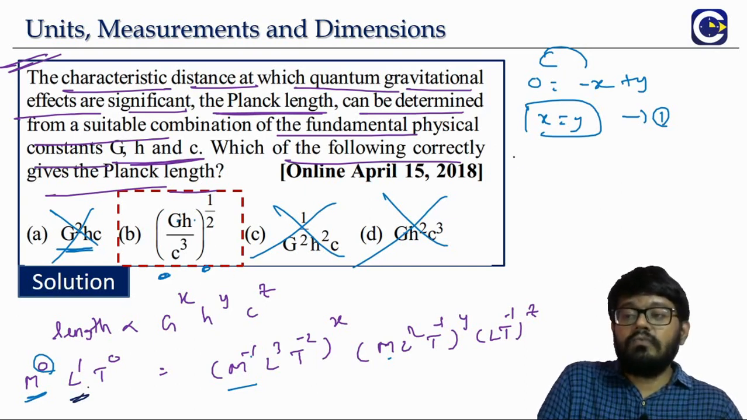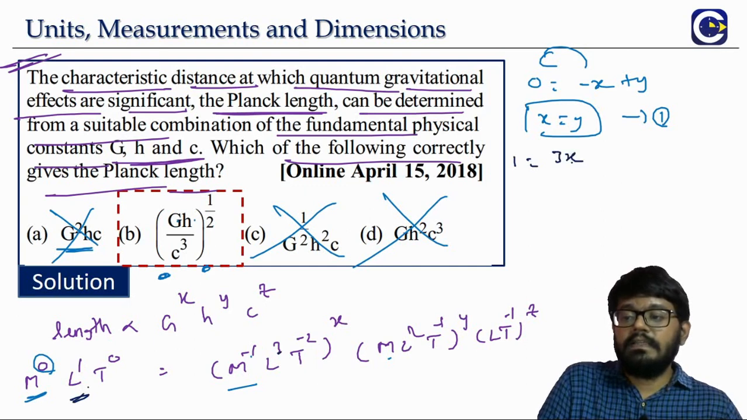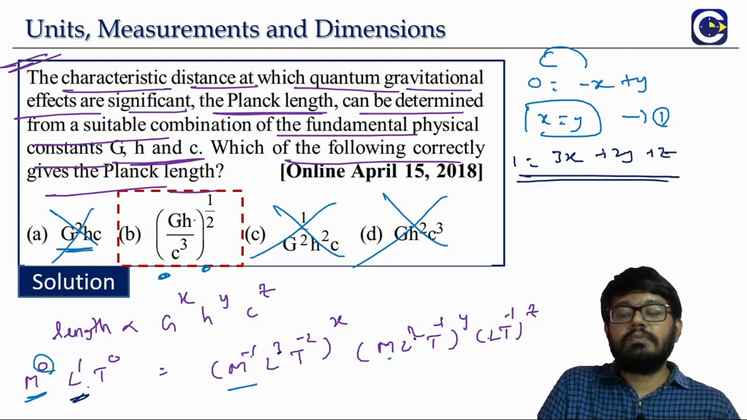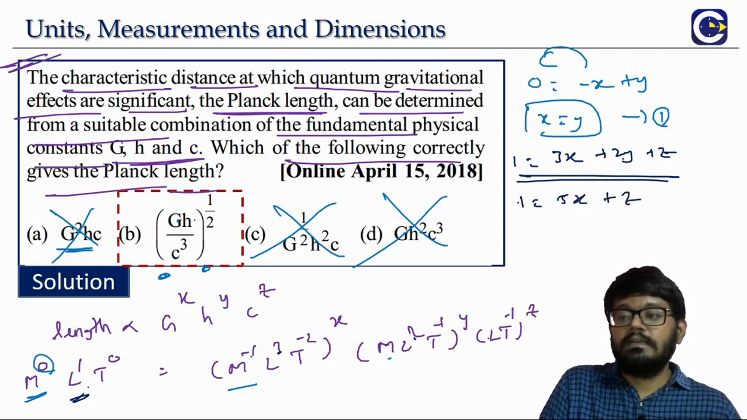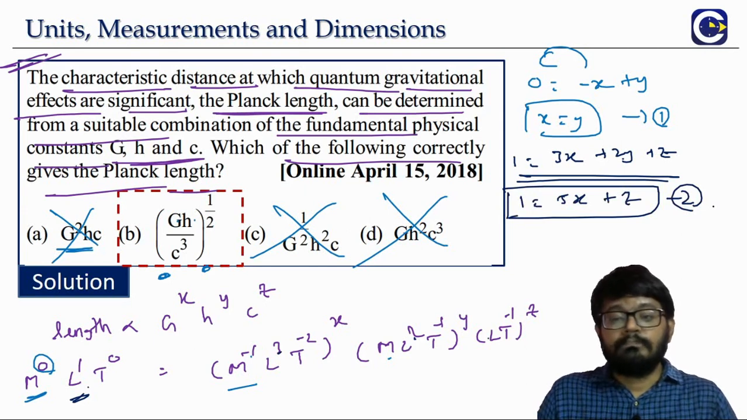Power of L is what? 1, left side. Here what is it? L power 3 whole power X, 3X. L power 2 whole power Y, 2Y. L power Z. So we can substitute Y is equal to X, means it will become 2X. 3X plus 2X is what? 5X. This we can call it as equation 2.